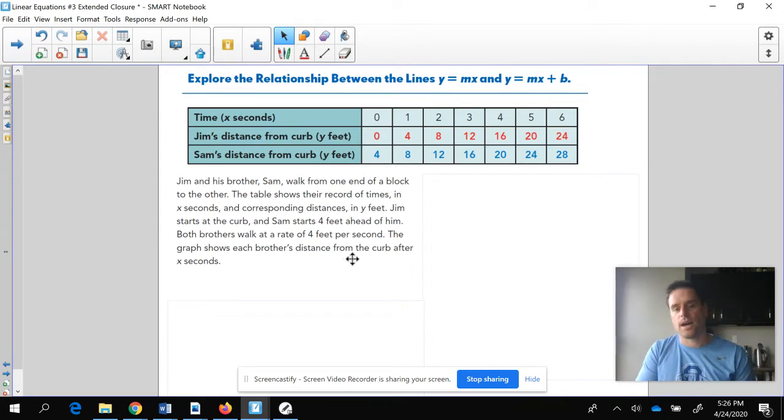Let's take a look at this first problem. I'm going to promise you it's not going to make sense in the beginning. It's okay. Don't freak out. We're going to go through a ton of examples. We have this scenario. It says Jim and his brother Sam walk from one end of a block to the other. The table shows their record of times in X seconds and corresponding distances in Y feet. Jim starts at the curb and Sam starts 4 feet ahead of him.